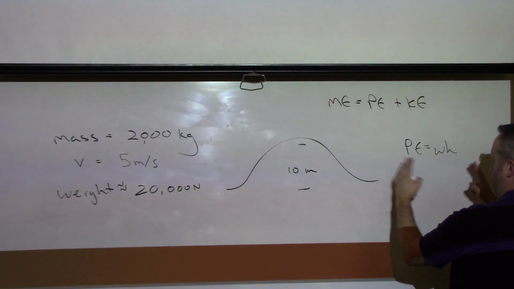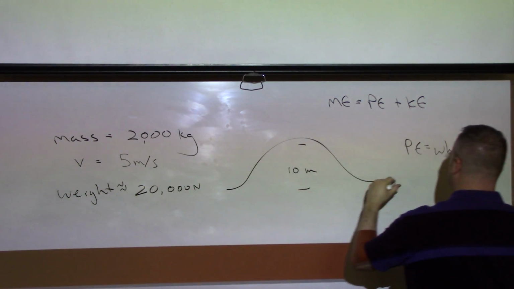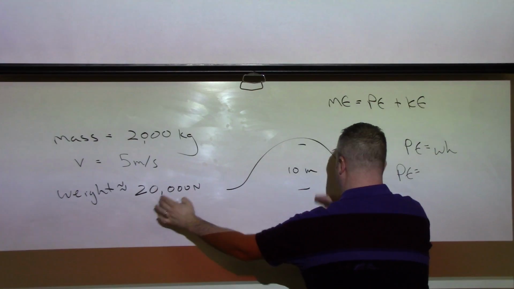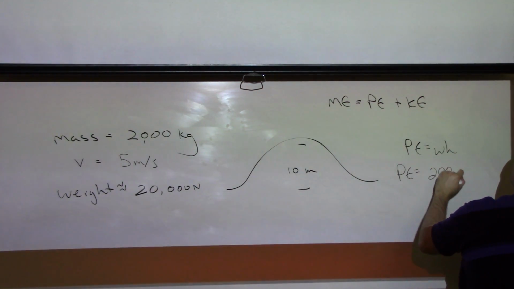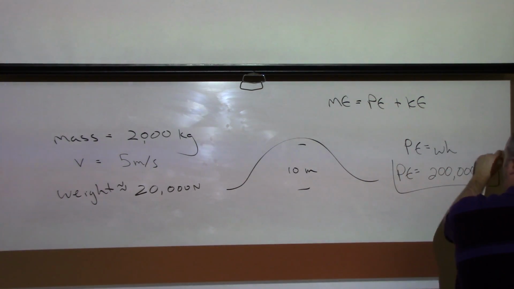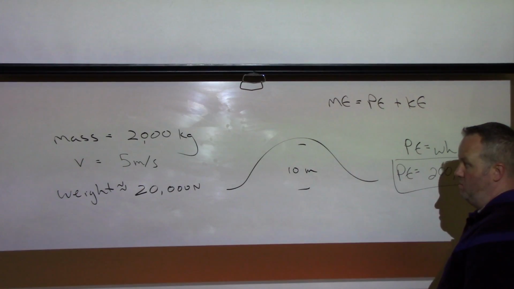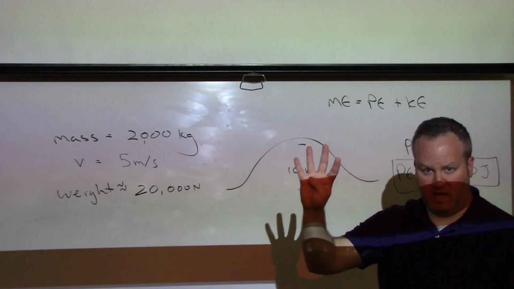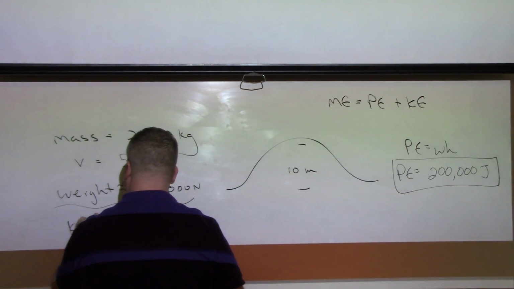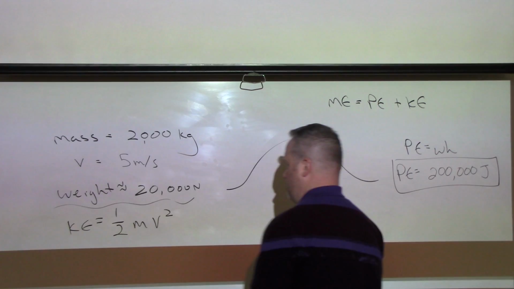My height is 10 meters. My weight is 20,000 newtons. So my potential energy should be equal to 20,000 times 10, which is 200,000 joules. Okay? So I'm about halfway done with my solution here. Kinetic energy. Remember, for kinetic energy, you multiply together 4 different things. Kinetic energy is 1/2 mass velocity squared.